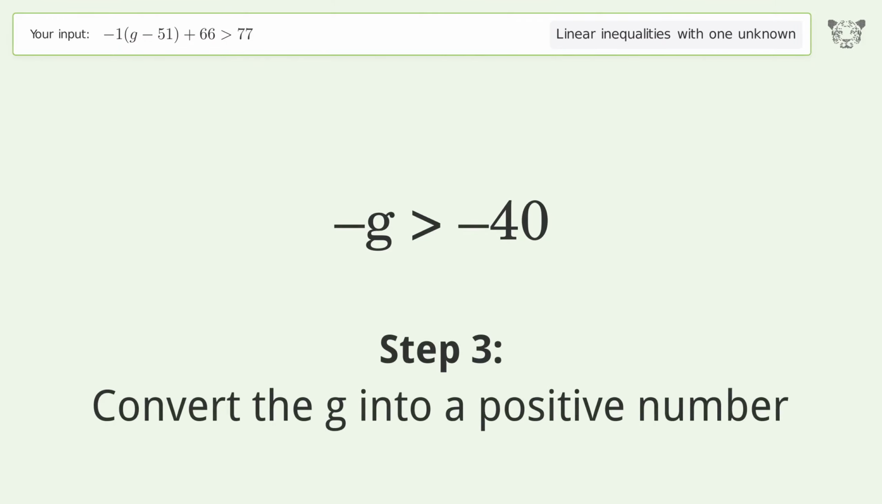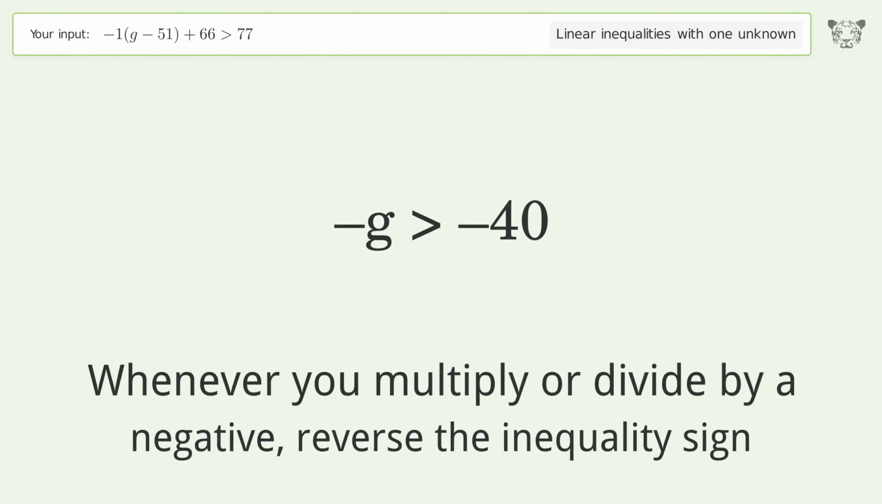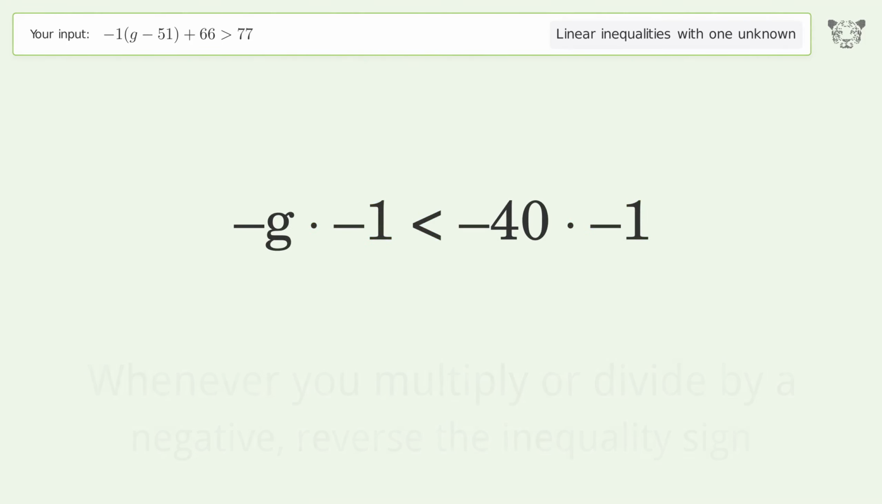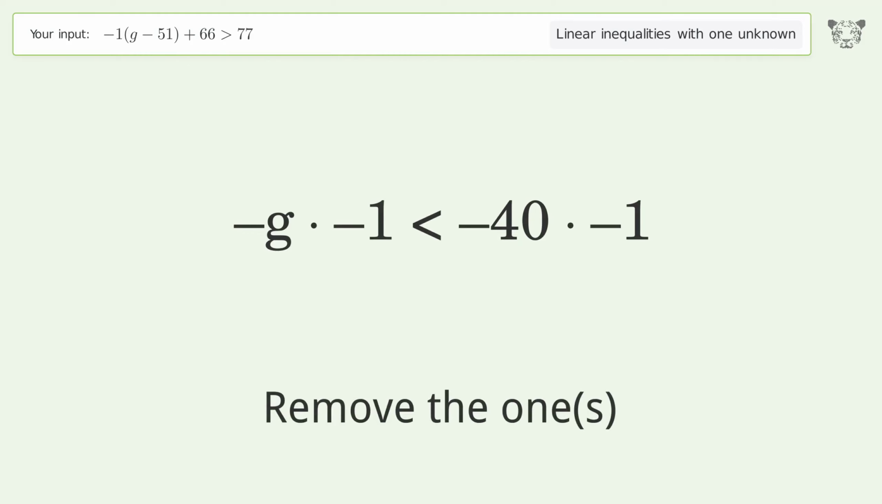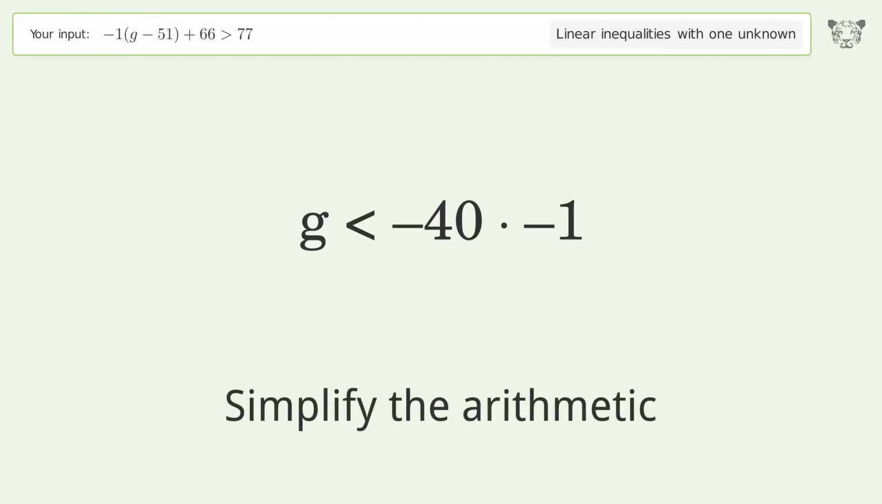Convert the g into a positive number. Multiply both sides by -1. Whenever you multiply or divide by a negative, reverse the inequality sign. Remove the ones. Simplify the arithmetic.